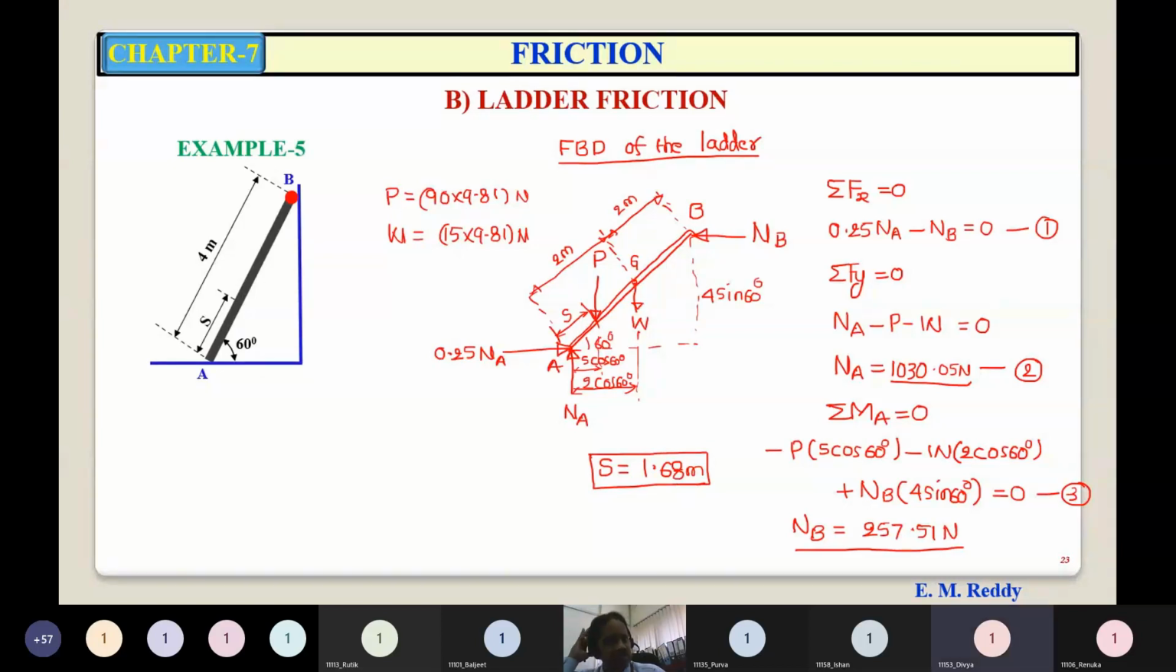So here calculations are important. Basically, there are 3 steps in solving friction or equilibrium problems. The first step is the free body diagram, which is very, very important. Second is the equations of equilibrium. Third is calculations.